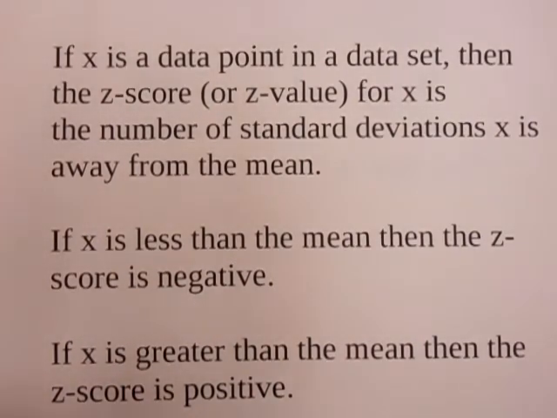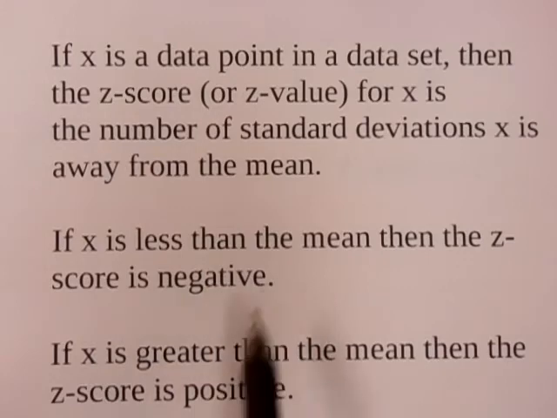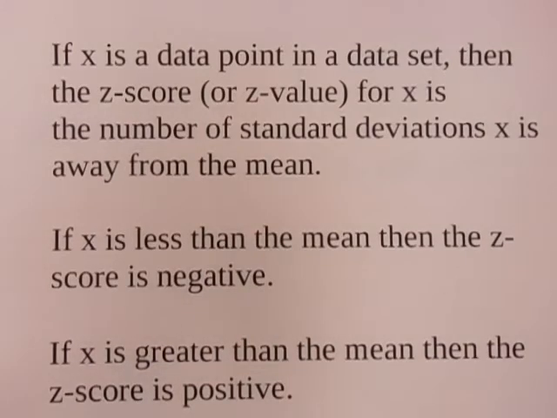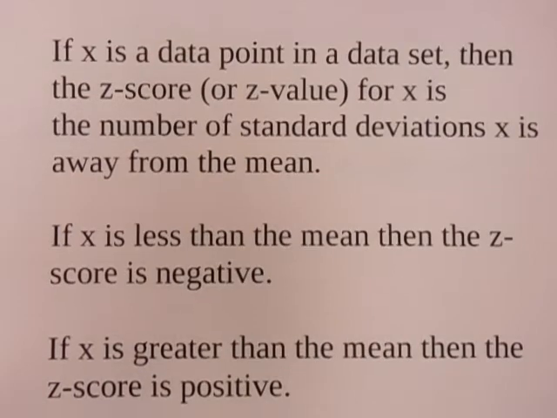Okay, in this short video we're going to look at the concept of z-value. If x is a data point in a data set, then the z-value measures how many standard deviations away from the mean that x value is. The z-score is how many standard deviations it is away from the mean. If x is less than the mean, then the z-score will be negative. If x is greater than the mean, the z-score will be positive.